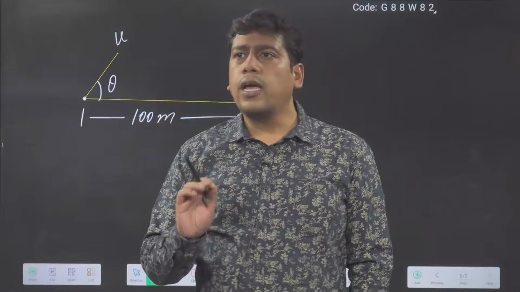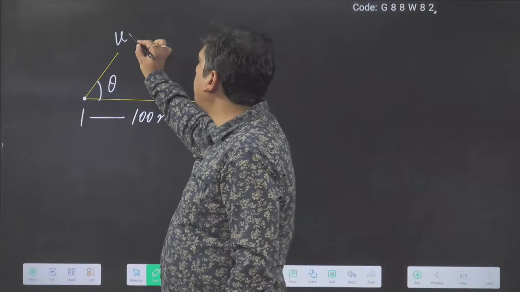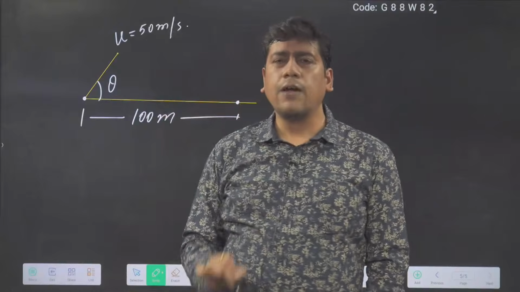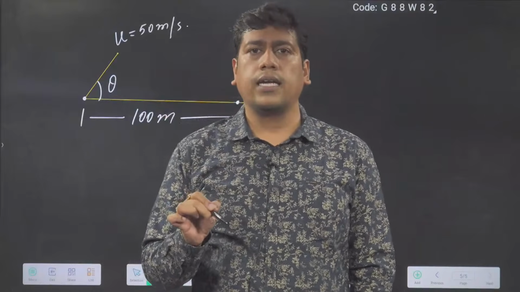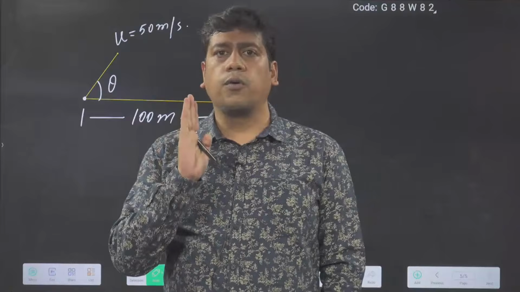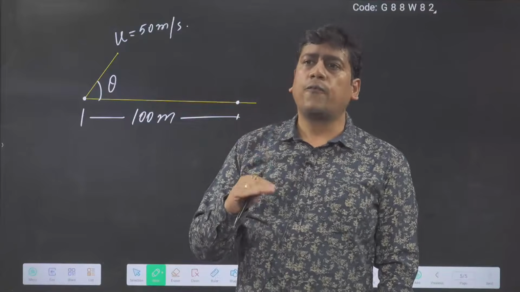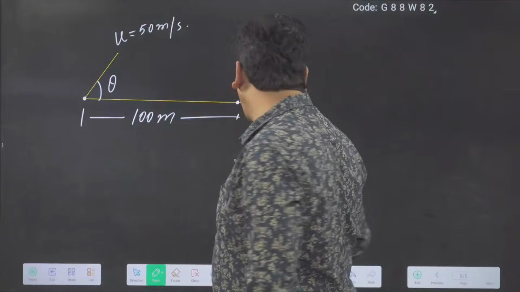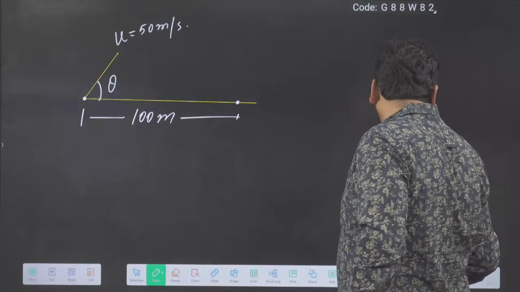Okay? So here only magnitude, if you say 50 meter per second, it will not make any sense. You have to tell the angle. Okay? That means velocity is a vector quantity. So what is a vector quantity? To define it, both magnitude is required and direction is also required. Both magnitude and direction are required.